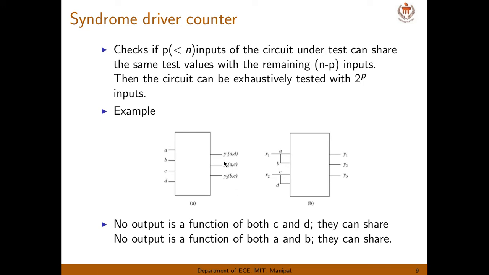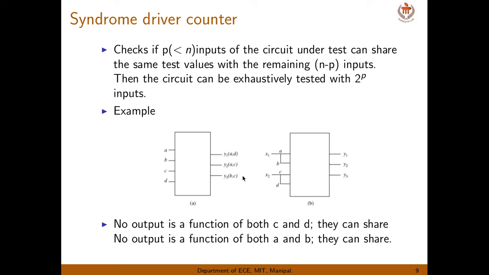So what does this tell? You can club AB together and CD together. So instead of using 4 sources of signal, you can use only 2 sources of signal, that is X1 and X2. Then you consider Y1. Can you exhaustively test Y1? Yes, Y1 is a function of A and D. A is given by the first source, D is given by the second source. Since you are going to give all possible test vectors of X1 and X2, you can exhaustively test Y1.